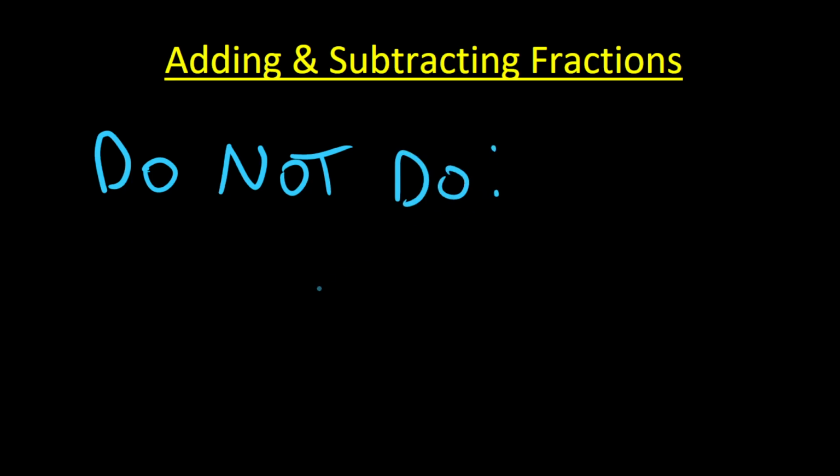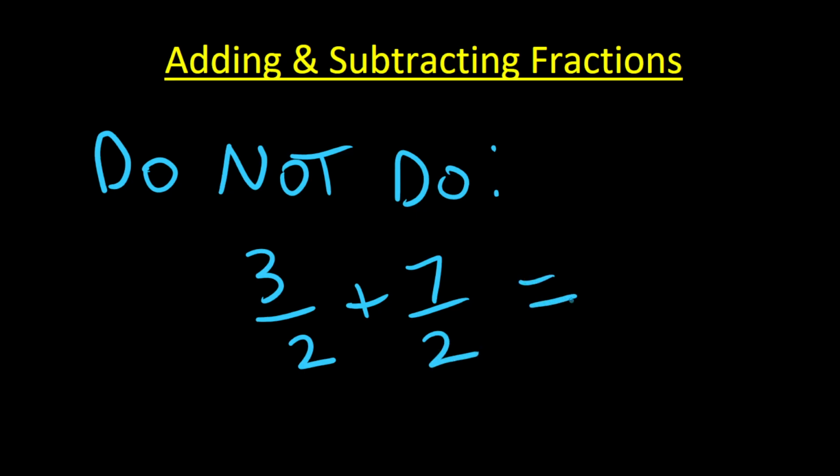Let's say we have this example right here, 3 over 2 plus 7 over 2. If you watched the last video on multiplying and dividing fractions, you know that you multiply across the numerator and denominator to get your answer. That's what you do not want to do when you add and subtract fractions. So 3 plus 7 is 10, and 2 plus 2 is 4. You do not want to do this. This is not the correct answer.